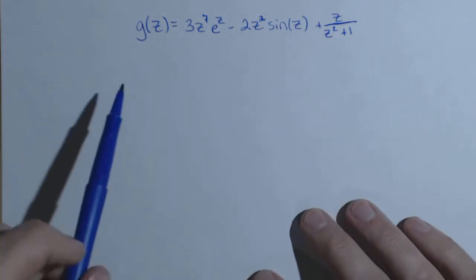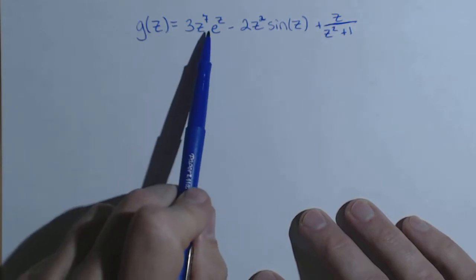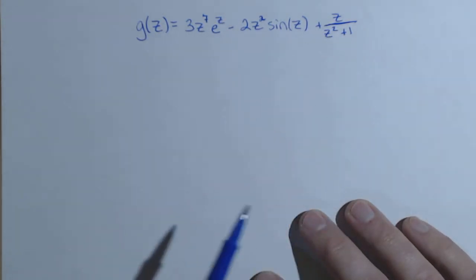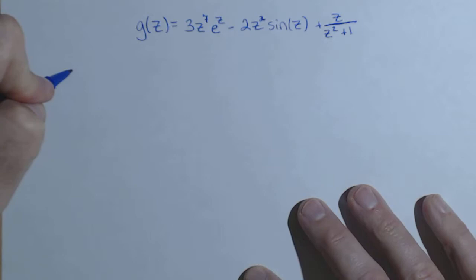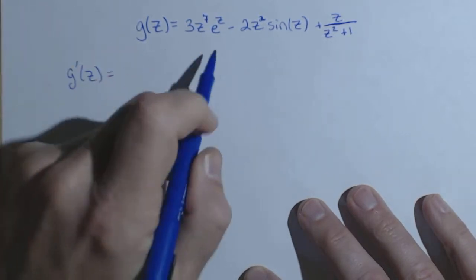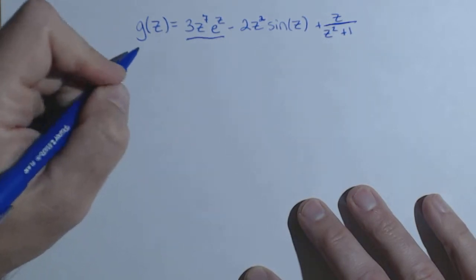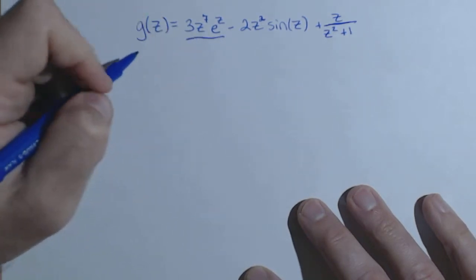In this video, we're going to take the derivative of g, and you can see we're going to have a product rule and a quotient rule all going on in here. So g prime of z, this part here is going to be a product rule. So let's go ahead and set that up.